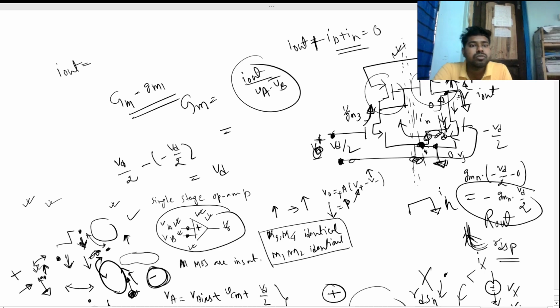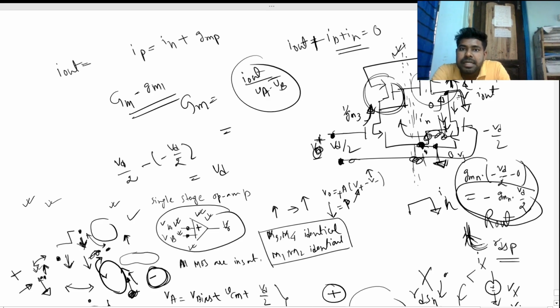And how would we get our IP current? Basically there are two currents, right? One current is through the dependent source, and another is for the current mirroring effect. So we will find that. IP will be, this same current will flow through this branch as well, so this will be nothing but IN plus GMP times VG.